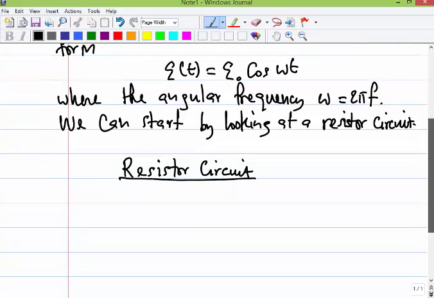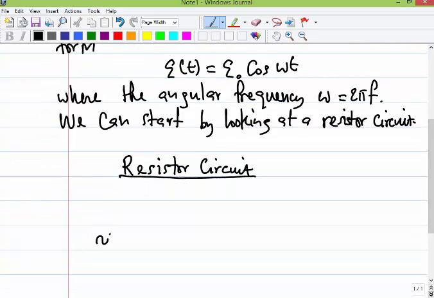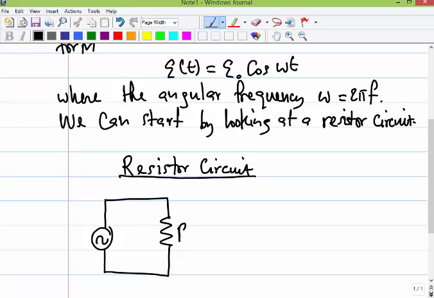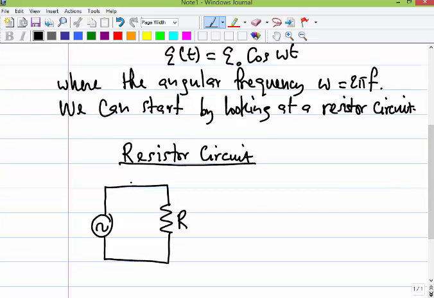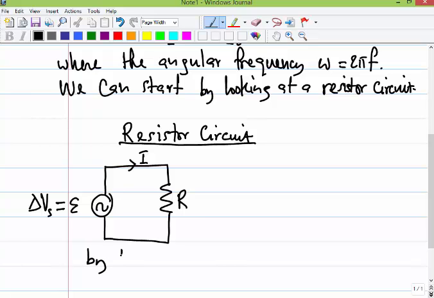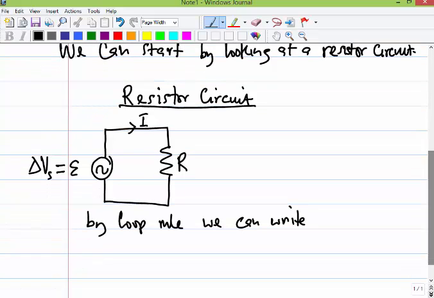So I'll start off by drawing the circuit. This is the symbol for an alternating source, and then we have our resistor like that, and this is the resistance R. We have a current I going through it, and this is the EMF E. E is just the same as the potential difference of the source. By our loop rule, the potential difference of the source plus the potential difference of the resistor should be equal to 0.